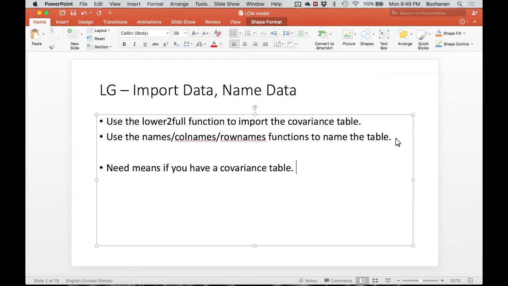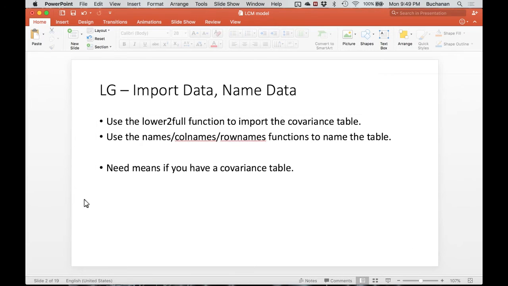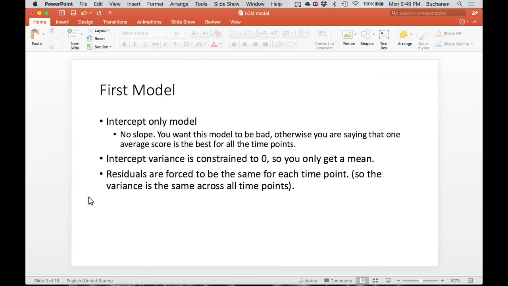Not standard deviations. Standard deviations help you go from a correlation to a covariance table. In this particular case, you need means, and it's part of the CFA code. So the first model we're going to run is an intercept-only model. And so there's no slope, and you want this model to be particularly poor, because if it's the best model, you're saying that the average score is the same for all time points and all participants. We're going to set the variance to 0, so you only get the mean. And the residuals exist. You can't set them to 0 or it will break. But they're all forced to be the same for each time point. So you're saying the variance is the same across time points, which may or may not be true due to sphericity.